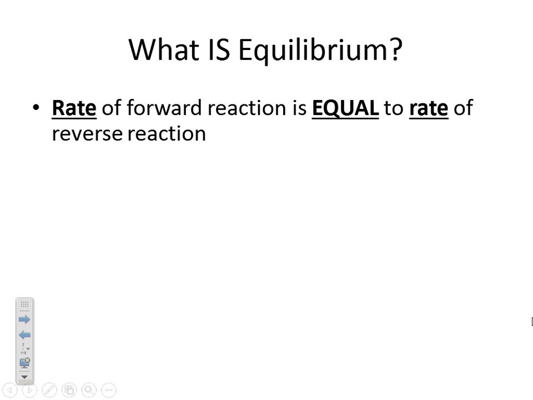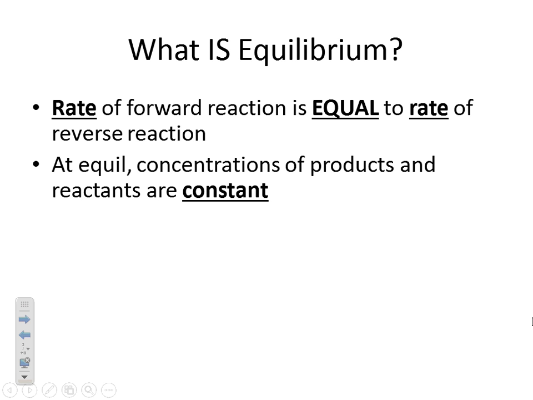What is equilibrium? Well, as you saw, hopefully with the penny demonstration, equilibrium is a state when the rate of the forward reaction is equal to the rate of the reverse reaction. And at that point, the concentrations of the products and reactants are going to remain constant. They are no longer going to change if the rate of the forward reaction is equal to the rate of the reverse reaction.